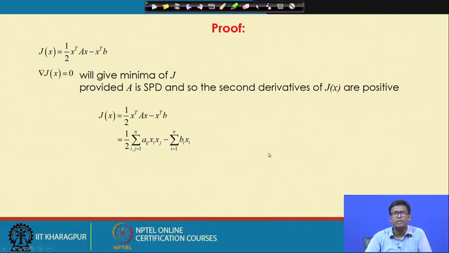So, now we write J(x) = half of x transpose A x minus x transpose b. If we expand it, this term is a particular row of A, and it is multiplied with x_i and x_j, and then all these terms are summed up. So, this is a scalar. So, this is half of the sum for i = 1 to n, j = 1 to n of a_ij x_i x_j, minus the sum for i = 1 to n of b_i x_i.